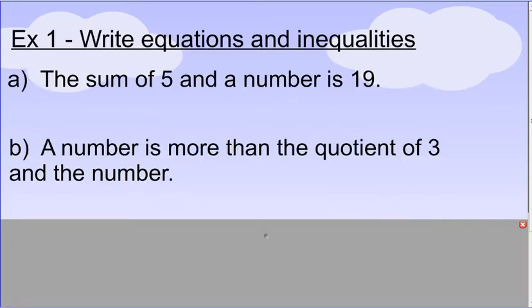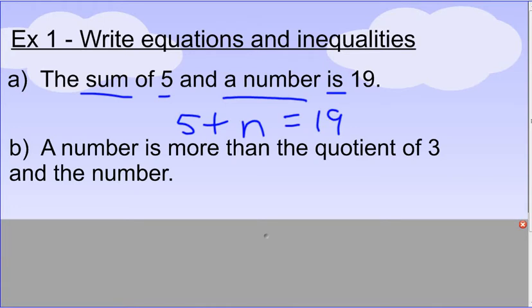So let's get to it. First problem: we want to write these equations and inequalities. We're just writing them, not solving them or getting the answer. Our first problem says the sum of 5 and a number is 19. Well, there's that sum again. That means add. So we're adding 5 and a number. So 5 plus a number is 19. The number is unknown, which is why we put a variable.